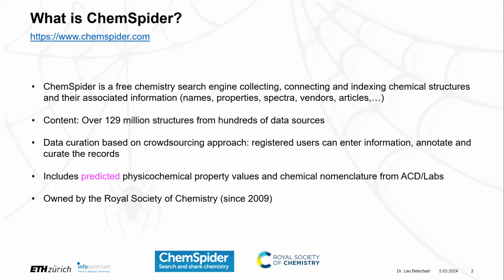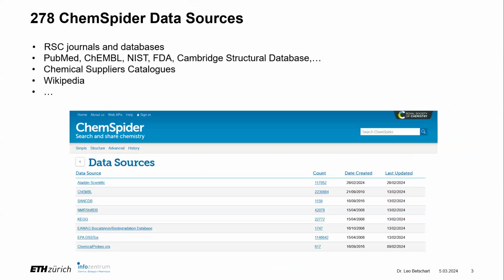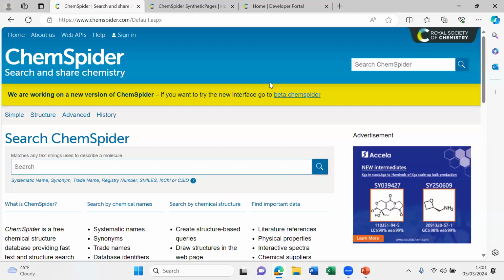So for a lot of the compounds, it also has experimental values, but not for all, so there are gaps in there. And it's currently owned by the Royal Society of Chemistry, so we hope it will exist for a long time because this seems a solid basis of ownership. And with that, I transition over to the database.